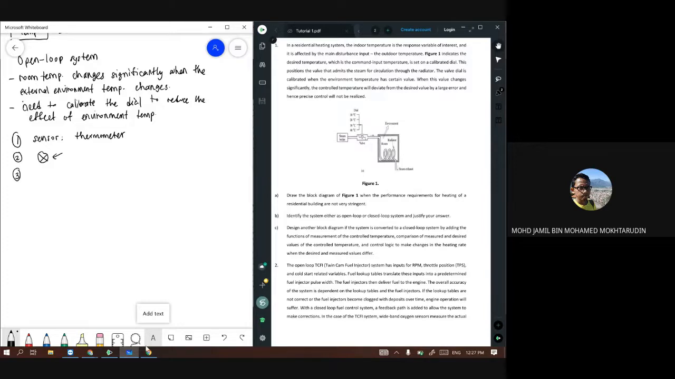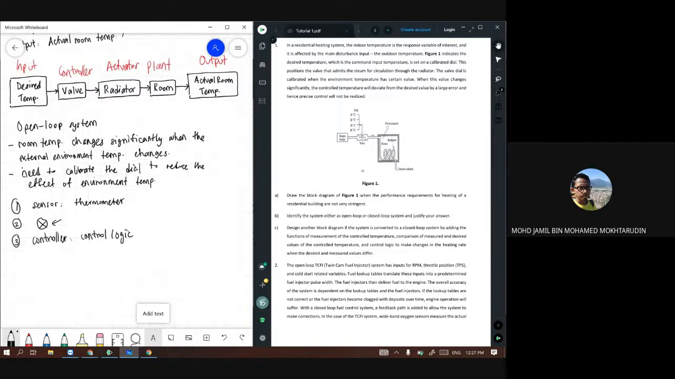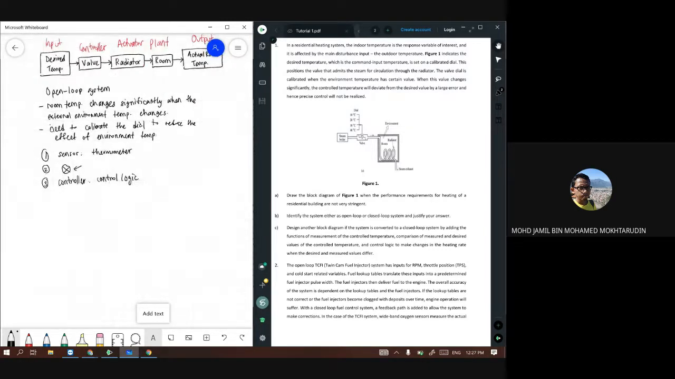And then lastly, you need to add control logic. Okay, so you need to add another controller, and the name given is control logic. So you need to add controller, control logic. Okay, so basically you need to modify the block diagram from question A to add these three things, 1, 2, 3. Okay, so let's modify.